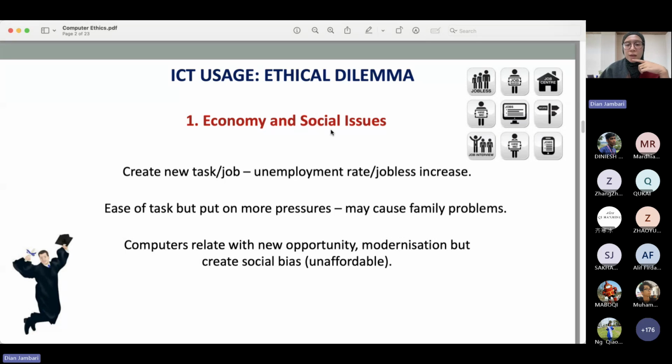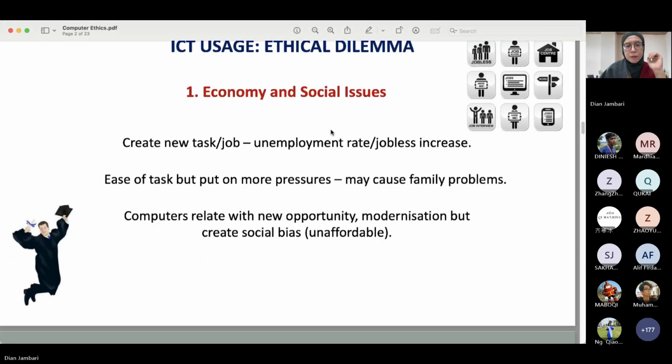Now we're going to look at several ethical dilemmas that are common, not just common in the sense that it always happens, but something that we can relate to in our experience as computing or ICT experts, professionals. So we look at the first dilemma.